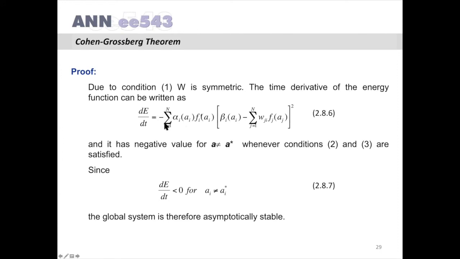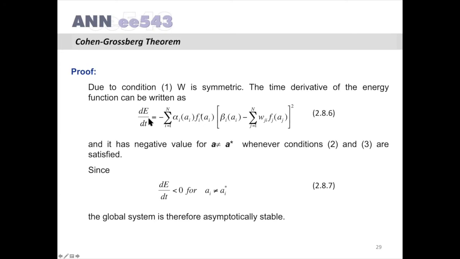Here, notice that if condition 1 is satisfied, that is, if the connection weights are symmetric, then the time derivative of the energy function can be reorganized in this way. Here we have a square, and the first derivative of the function is shown to be always increasing. It was a monotonic function. And also the condition 2 was saying that alpha is always greater than 0. So this part is positive, this square is positive, because we have minus here, the time derivative of the energy is negative.